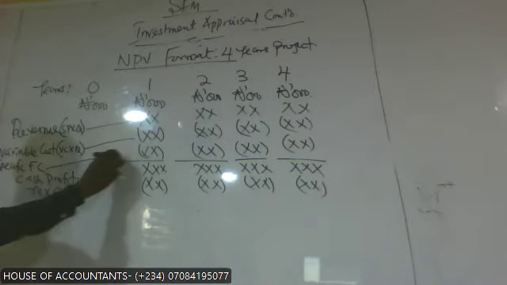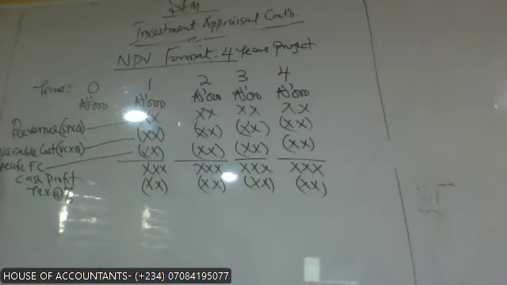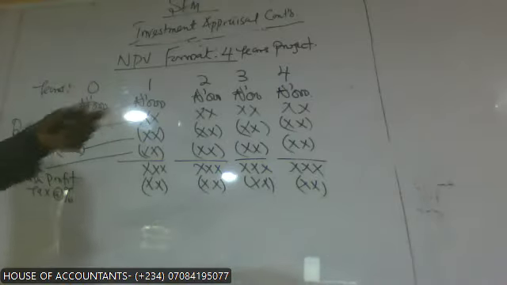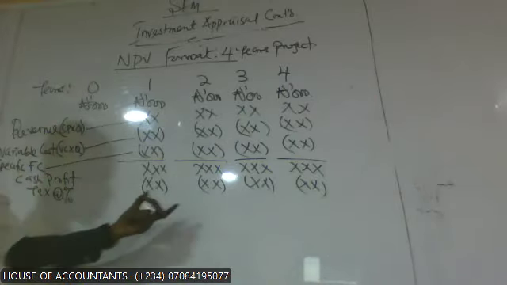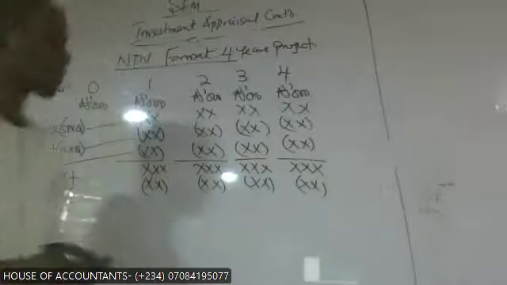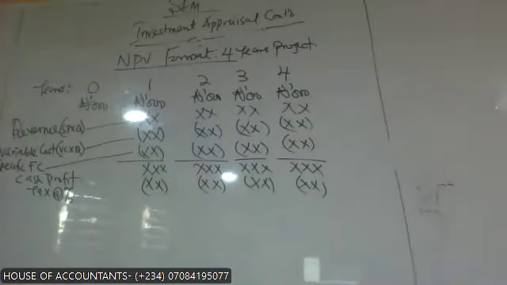So you are doing the tax paid here. Otherwise, there won't have been anything. There will have been four years. Okay, so that is tax.